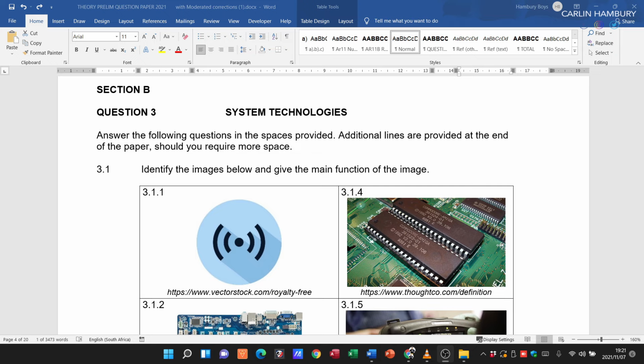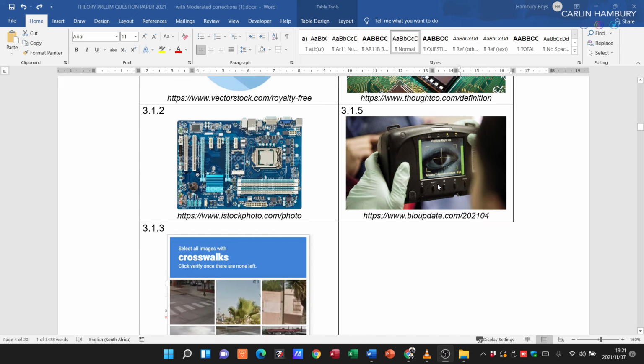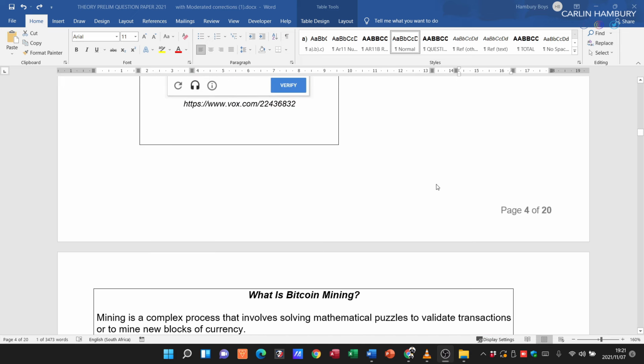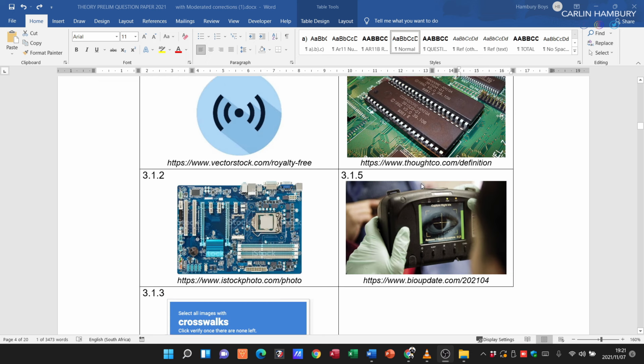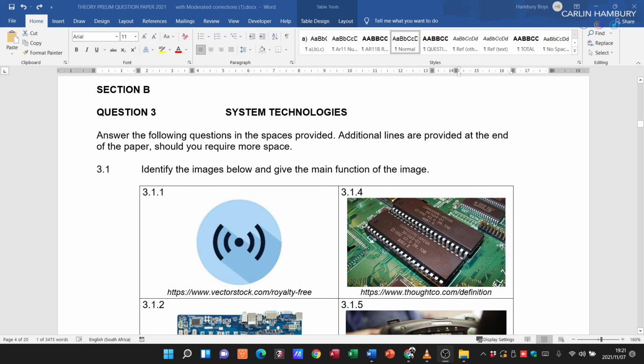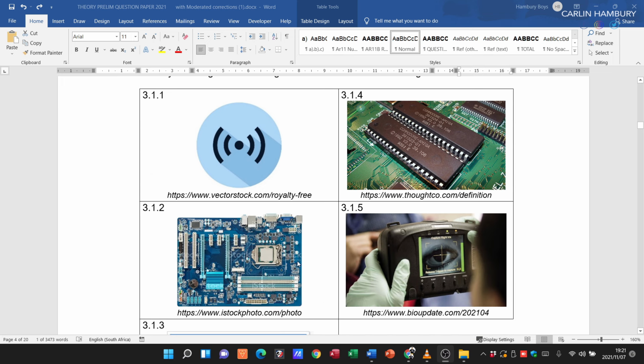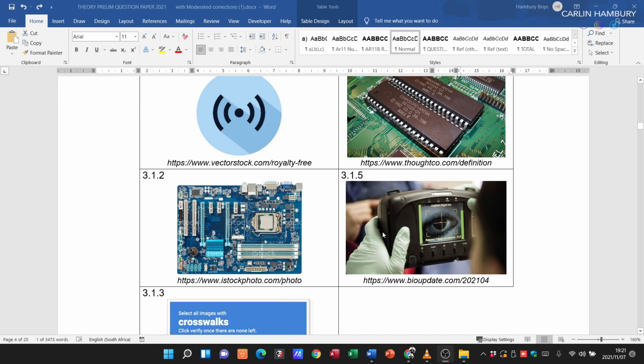So now we move on to question 3 that deals with system technologies. In this case, they're giving you a couple of images and they want you to identify the image and give the main function of the image. Now, one of the first things we also look at is the mark allocation. Okay, let me just check this out. It's worth 10 marks. So they were looking at 2 marks from each of these because obviously there's 5.